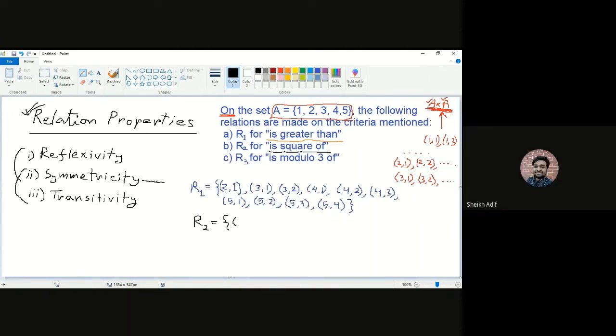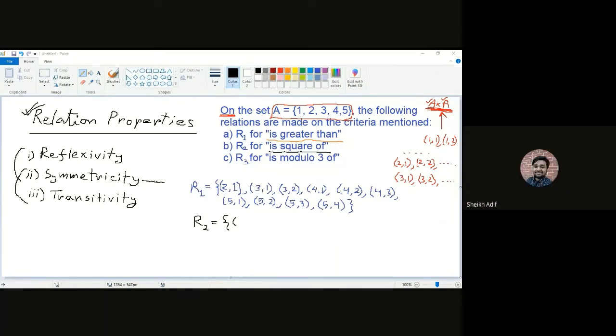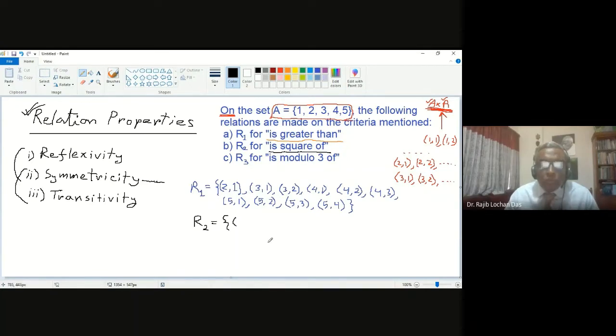Now you tell me who are the elements. Sir, 1 comma 1, 1 comma 2, 4 comma 2. Yes, so 1 comma 1 is okay, because you again check the criteria. Criteria is what? 1 is a square of 1. So is this okay? Yes, it is okay. 1 is square of 1. So we are taking this.